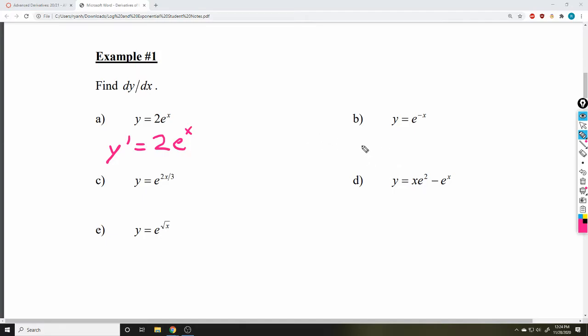Over on b, derivative of e to the negative x is just e to the negative x times derivative of the inside part. This is where we have our chain rule. Derivative of negative x, we need to take the derivative of what's up in the exponent. That's negative 1x, so its derivative is just negative 1. So our answer is going to be negative e to the negative x.